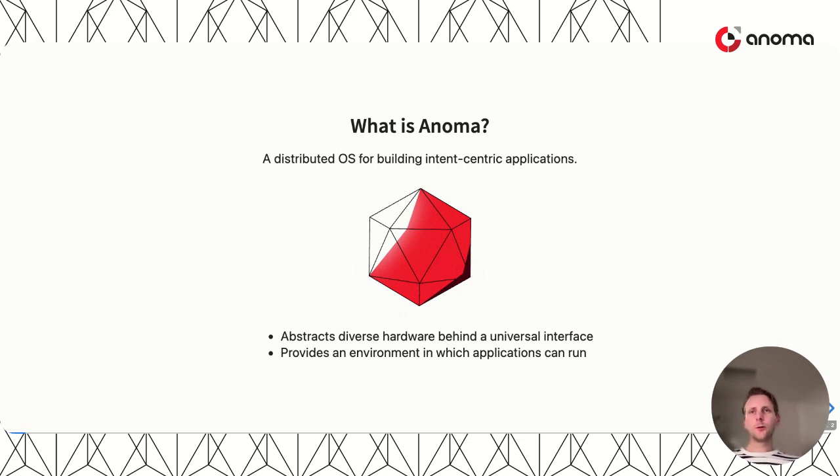In the case of Anoma, we strive to build a distributed operating system, and this means that this operating system abstracts away blockchains, infrastructure like file storage, data availability, indexing, and wallets for different ecosystems, and will provide a unified and smooth environment for developers to build their apps in.